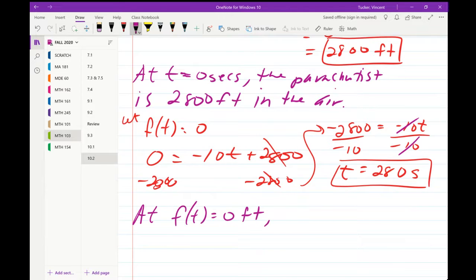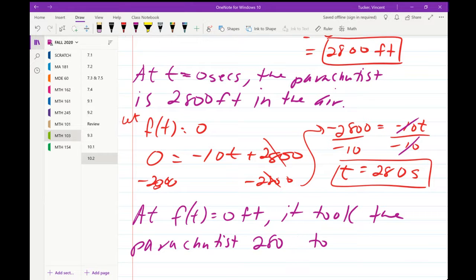All right, so don't forget f(t). Your y in this case represents feet, feet above the ground. So at f(t) equals 0 feet, that means the parachutist has touched ground. So let's see. So at f(t) equals 0, that means it took the parachutist 280 seconds to touch ground.